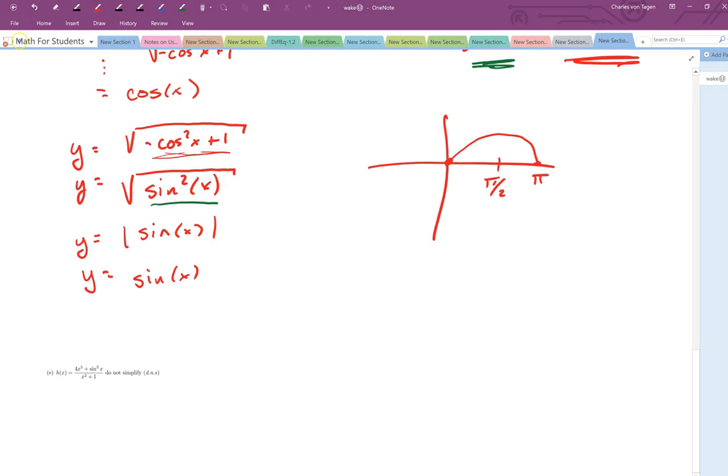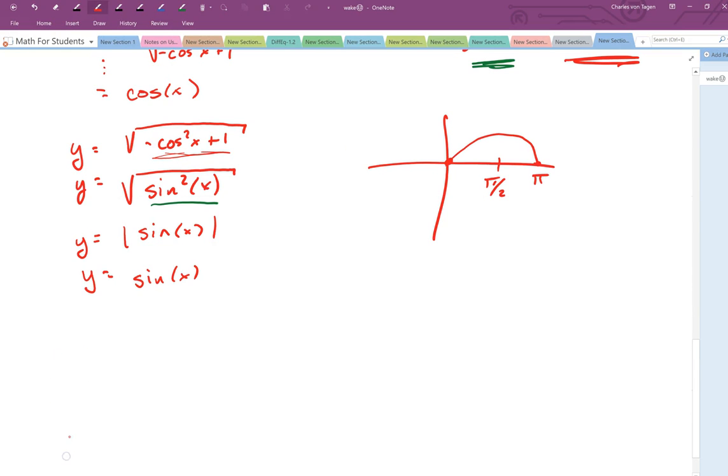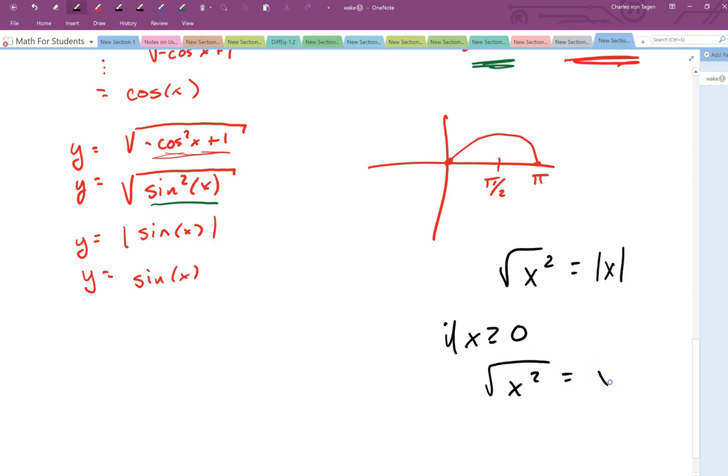If I lost you on the explanation that I just gave there, what I'm trying to say is that if we have the square root of x squared, we would like to say that that's x, but normally we have to bring it out as the absolute value of x. But if x is greater than or equal to 0, then when I see the square root of x squared, it can just come out as an x, which is easier to work with in a lot of cases.